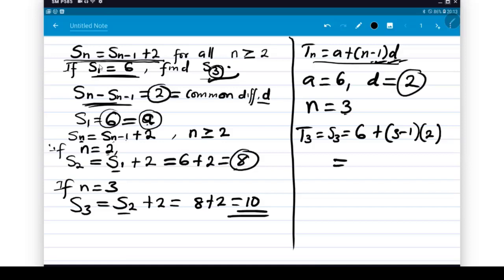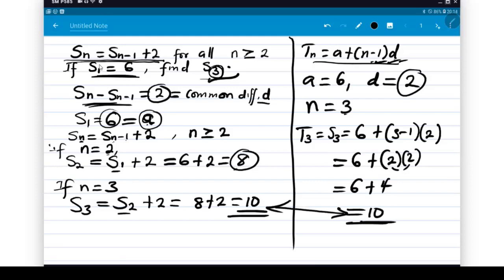Okay, so this gives us 6 plus 2 bracket 2. And that will be 6 plus 2 times 2, which will give us 4. And that is equal to 10. So same as this. So we can find our S3 by using the formula or using the definition, since it has a common difference. In case the definition does not have a common difference, that means you cannot use the formula. So you have to use the definition itself to solve the problem. So that's one thing you have to understand there.